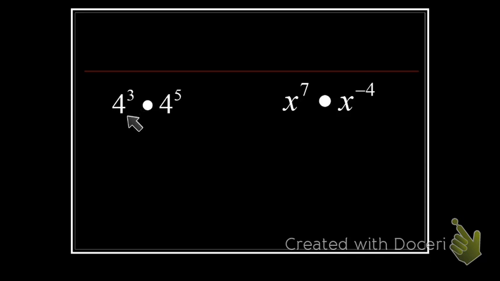So let's look at this. 4 cubed times 4 to the 5th. Question. Do I have the same base? Yes. What is it? 4. So now it becomes 4 to the, what's 3 plus 5? 8. All right, look at the next one. Do I have the same base? Yes. So it's x. When you multiply, you add exponents. What's 7 plus negative 4? 3. Done.